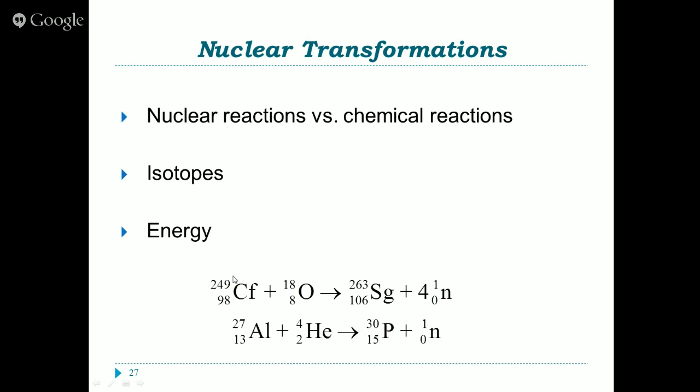We can also look at changing californium into seaborgium by ejecting 4 neutrons, right? Californium can react with oxygen and create a new element. So this is how newer elements have been created in particle accelerators, by simply taking other atoms and slamming them into each other and seeing if they stick.